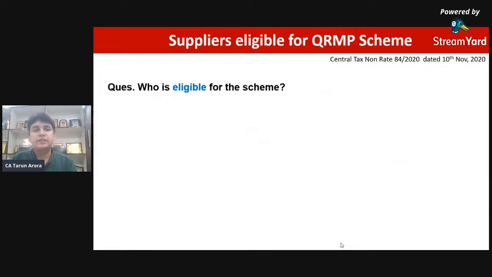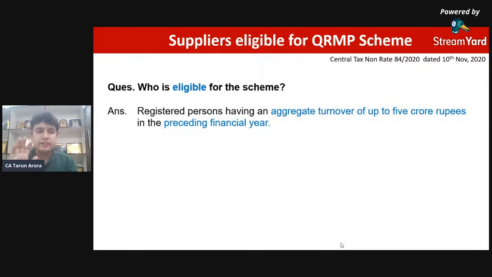So the first issue is, who is eligible for this scheme? All registered persons whose aggregate turnover in the preceding financial year, that is, if I am talking about 2021, that is the current financial year, then my preceding financial year will be 2019-20. So turnover of 2019-20 should be up to 5 crore rupees. यानी 5 करोड़ या 5 करोड़ से कम है, तो मैं QRMP स्कीम के अंदर अपने आप को रजिस्टर कर सकता हूं. That is, I will be filing quarterly return and monthly tax payment I will be doing.